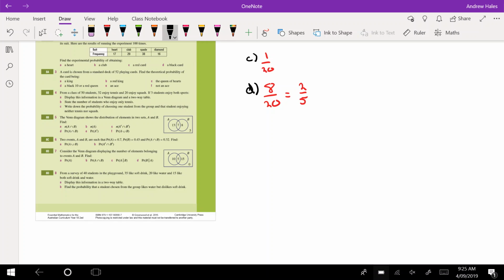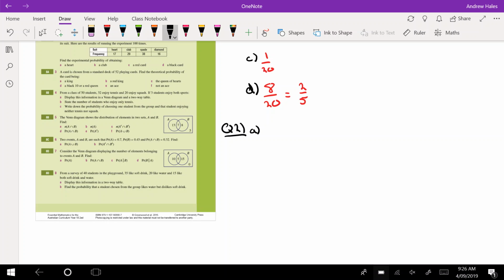Question 2. Now, I know I'm going to be scrolling away from the questions, but I do have them in front of me, so hopefully you'll have them in front of you as well when you're doing these questions. An experiment involves choosing a card from a standard deck of 52 playing cards and recording its suit. Here are the results of the experiment, and you've got your table. What is the experimental probability of choosing a heart?